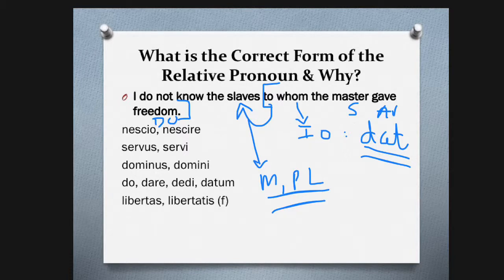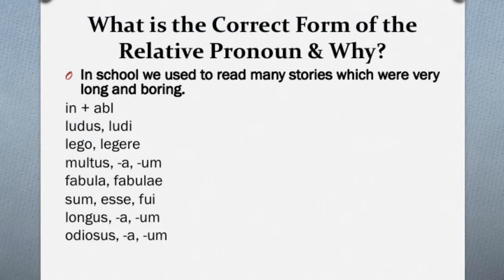I know it's the indirect object because the verb is "gave," and the slaves did not do the giving, but something was given to them. That's what makes it the indirect object and why it must be in the dative case, and why quibus is the correct form of the relative pronoun. Pause the video while you find the relative clause, the relative pronoun, and determine its correct form in Latin.